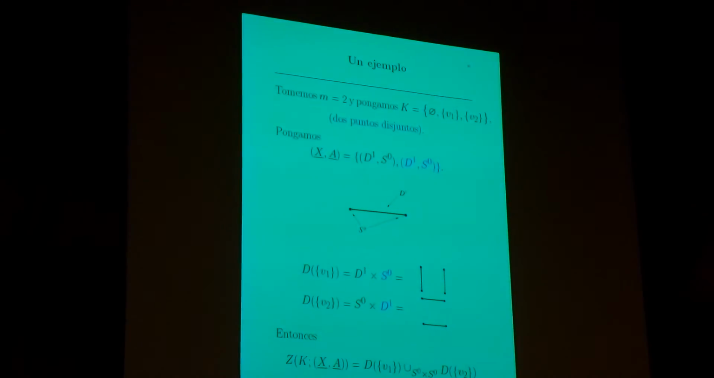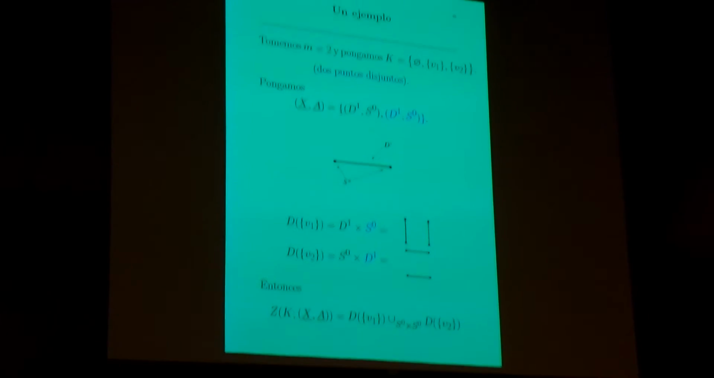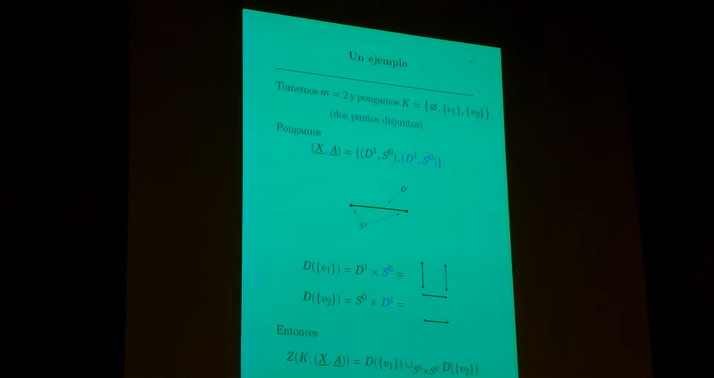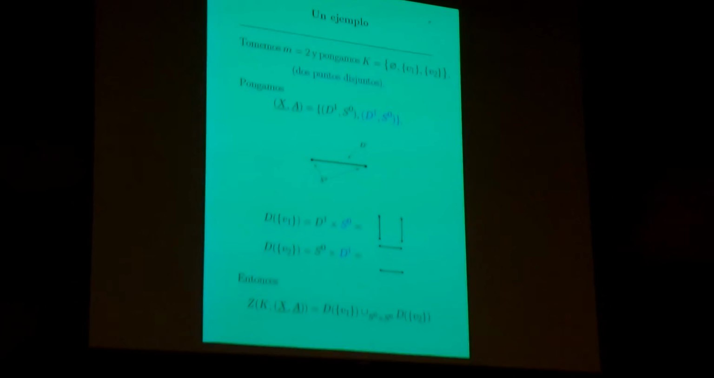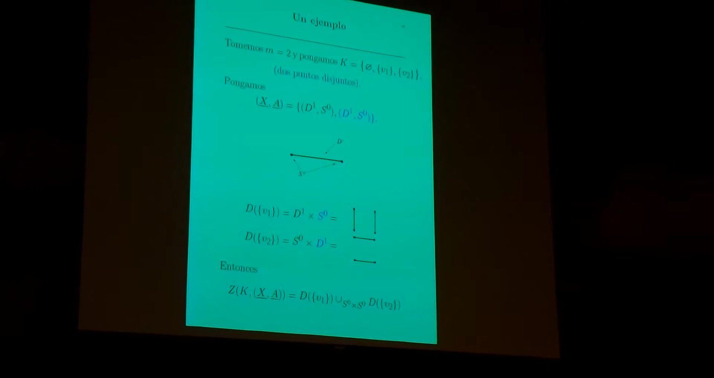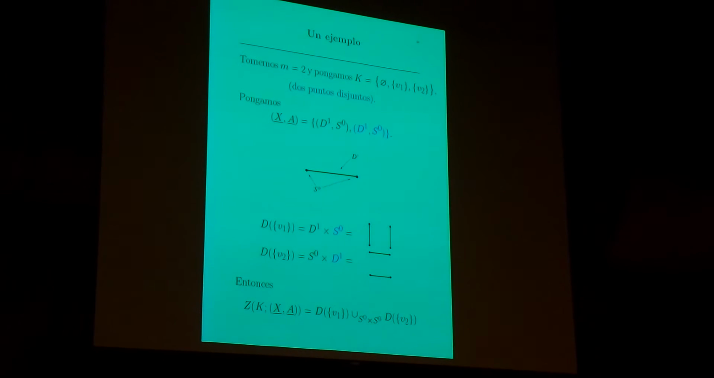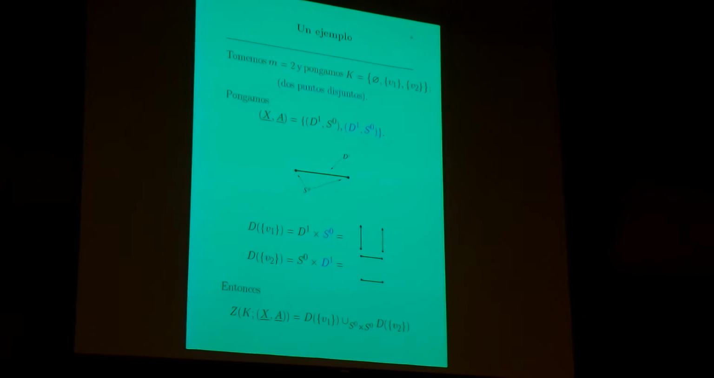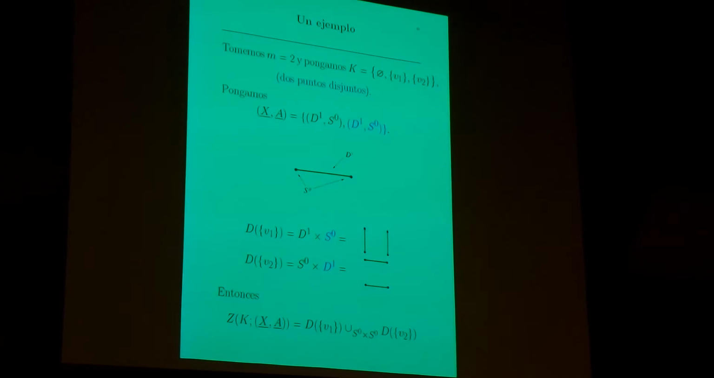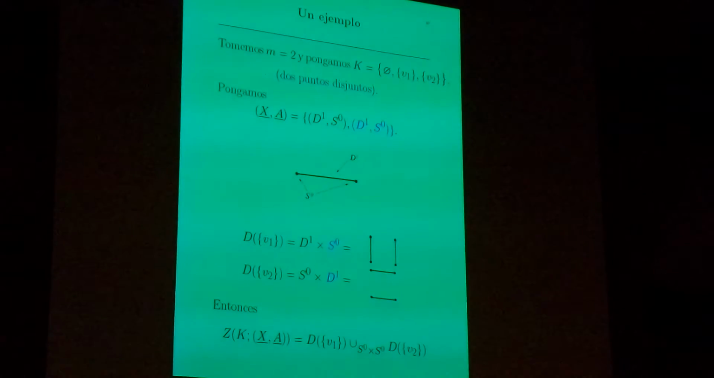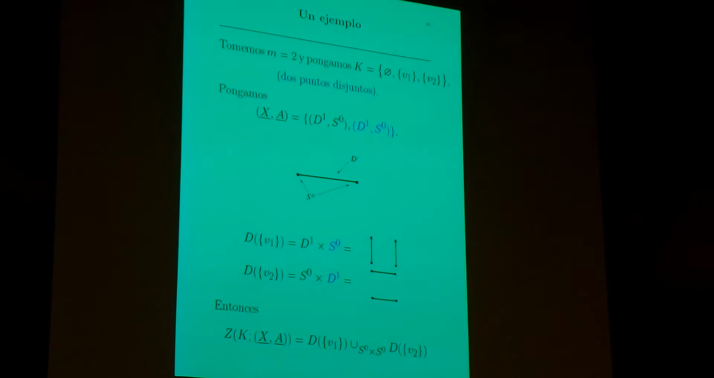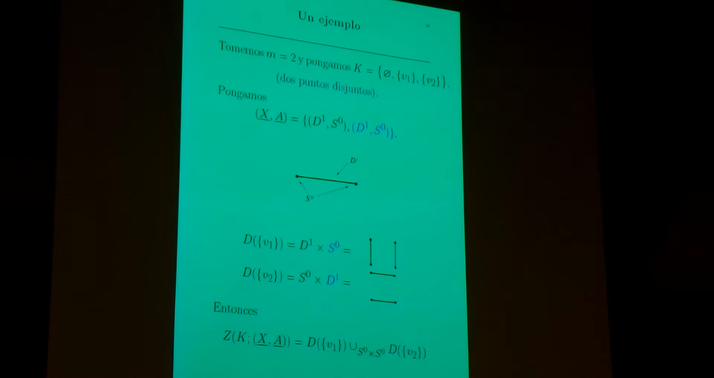Now, I will give you an example. I just take m is 2 vertices, and K is just the 2 vertices, right? It's not the edge, just the 2 vertices. So in this example, I want to take (X, A) to be the interval and the 2 points. You see there, I've drawn the interval D1 and the 2 points S0. So I take the first simplex in K, v1, and it gives me D1 because v1 is in sigma, and the blue S0 because v2 is not in sigma.